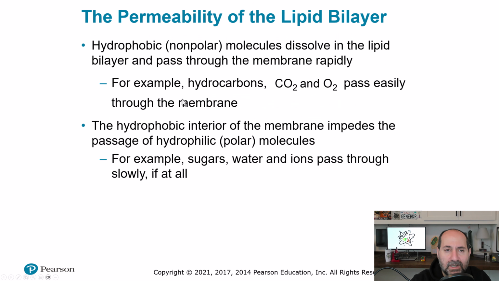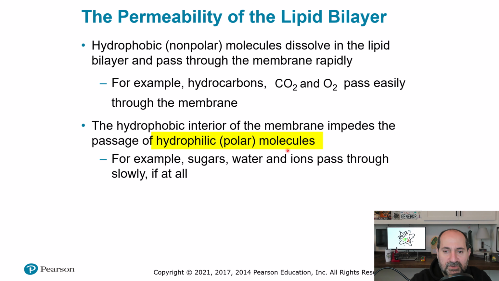And you need to know what types of molecules can easily cross the membrane. Remember, it's those hydrophobic, non-polar molecules that readily dissolve in the lipid bilayer and pass through the membrane rapidly to the other side. So you should know this includes hydrocarbons such as methane, CH4, carbon dioxide, oxygen. These molecules are small and nonpolar, and they easily cross a semipermeable membrane.